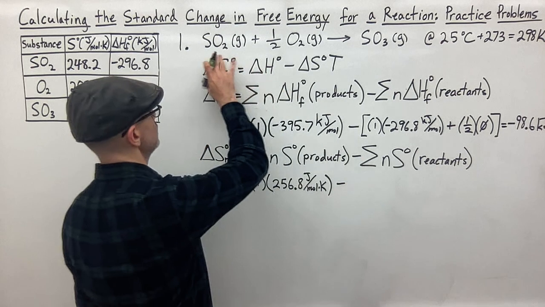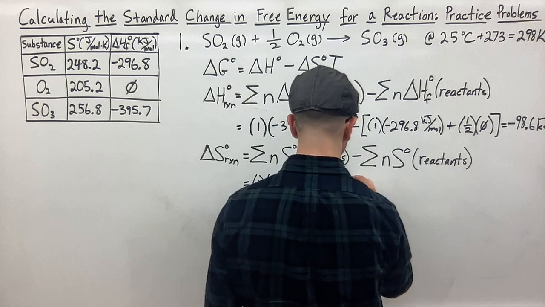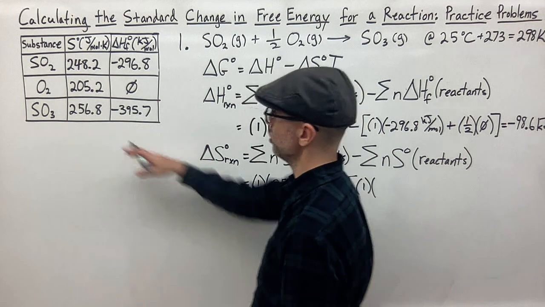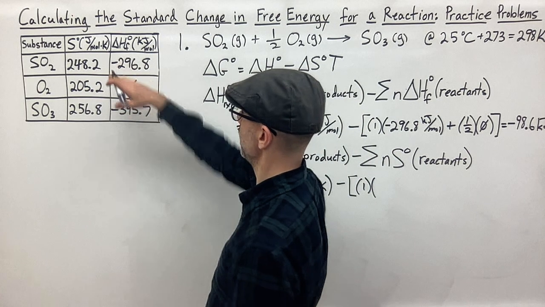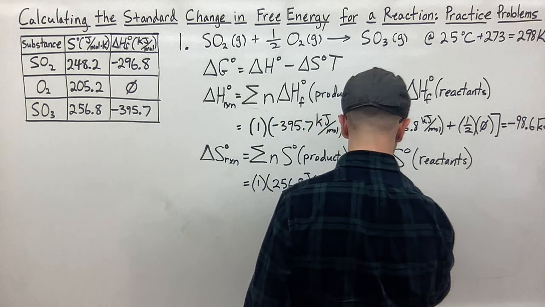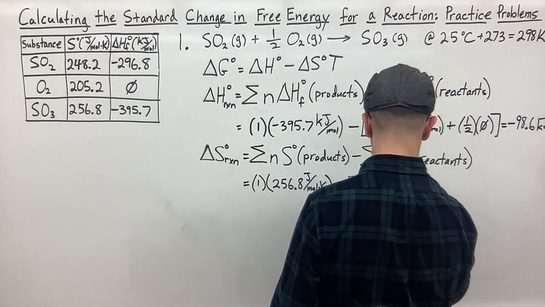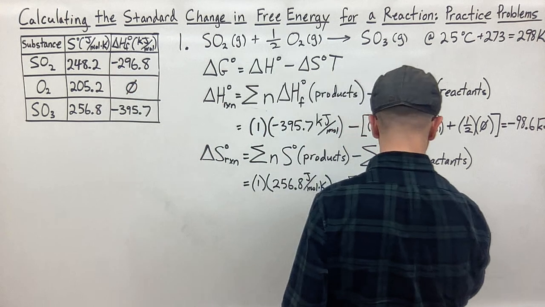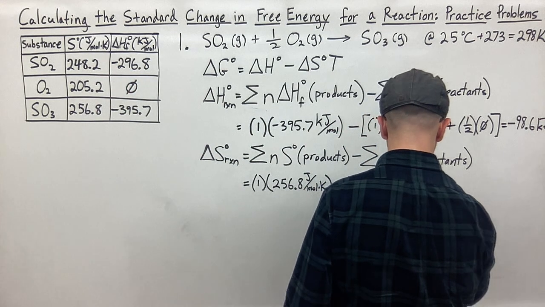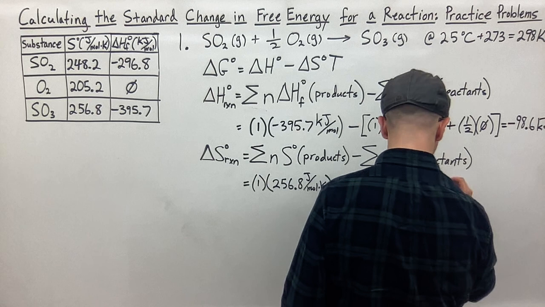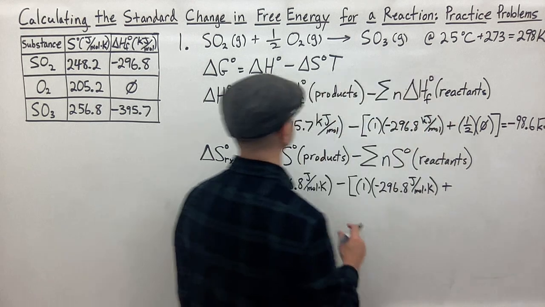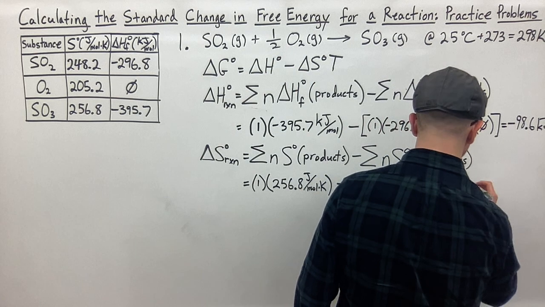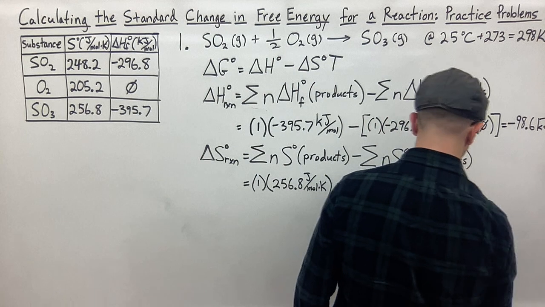We have two reactants, so we have one SO2. We're going to put our square bracket here. So 1 times SO2. SO2 is 296.8, and again, that's joules per mole Kelvin. And then we're going to add to that oxygen. So it's 1/2 for the coefficient.